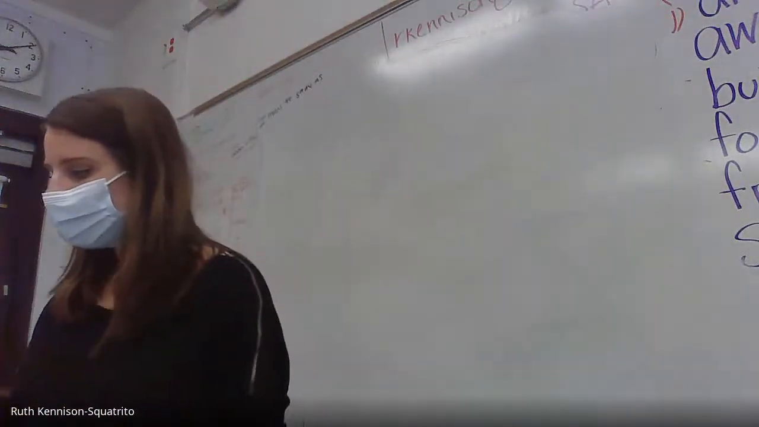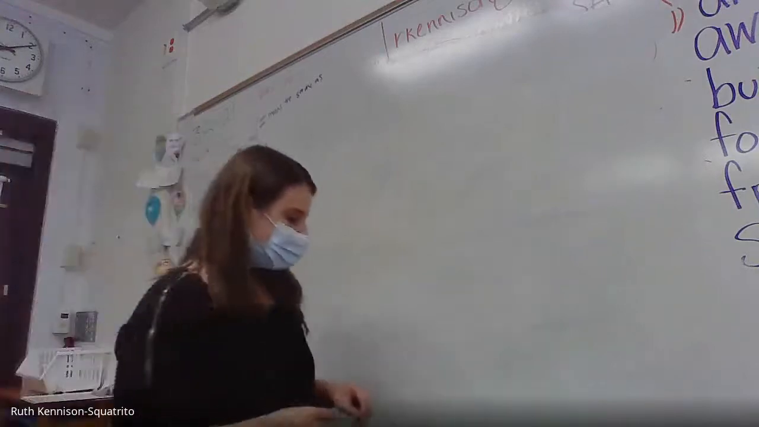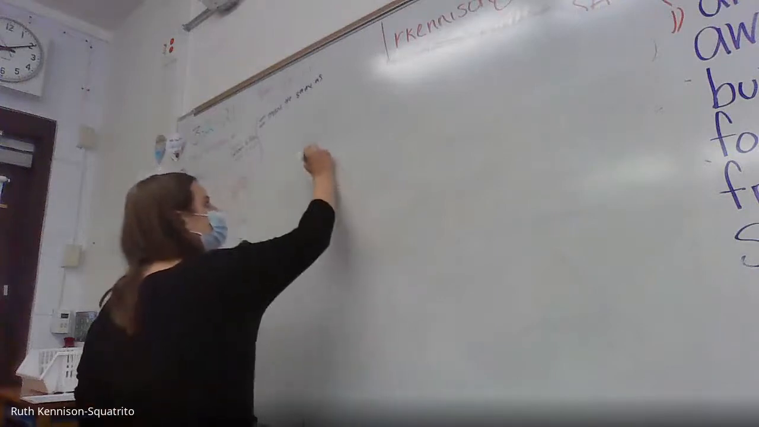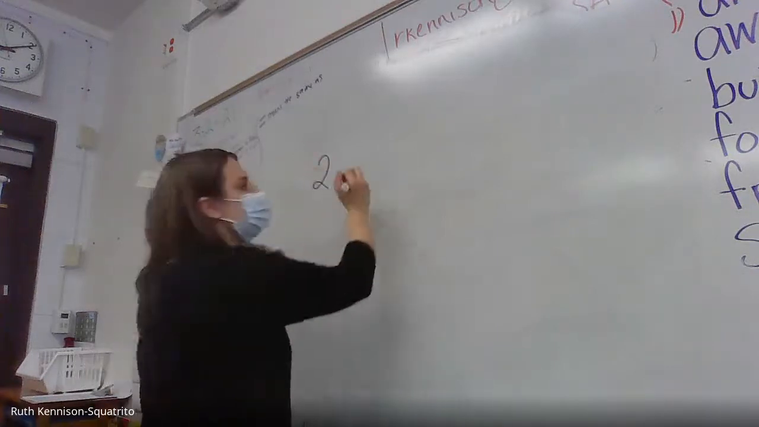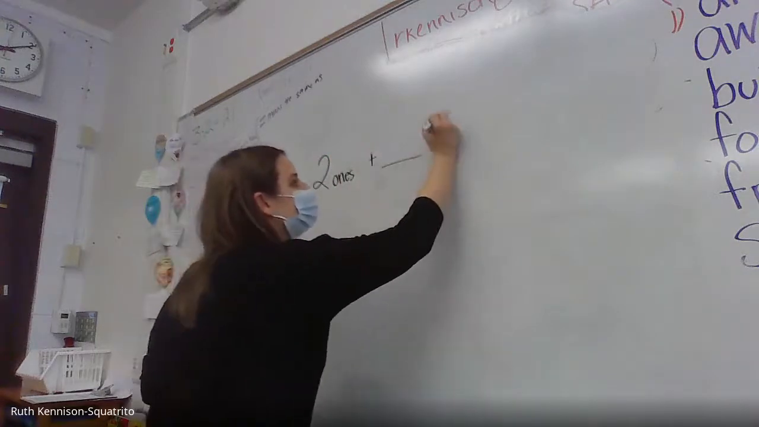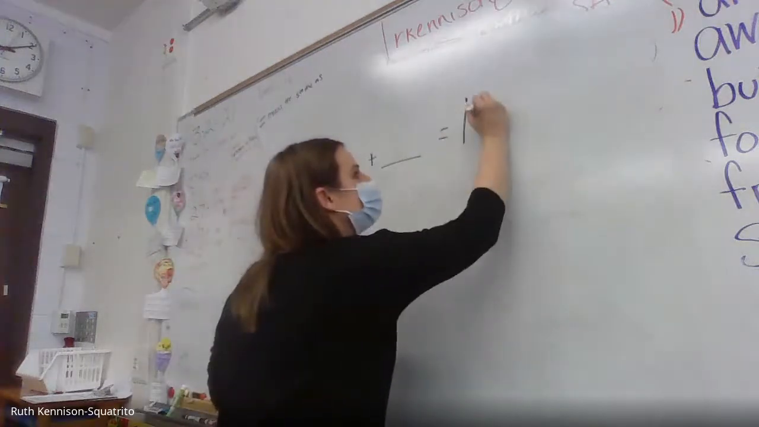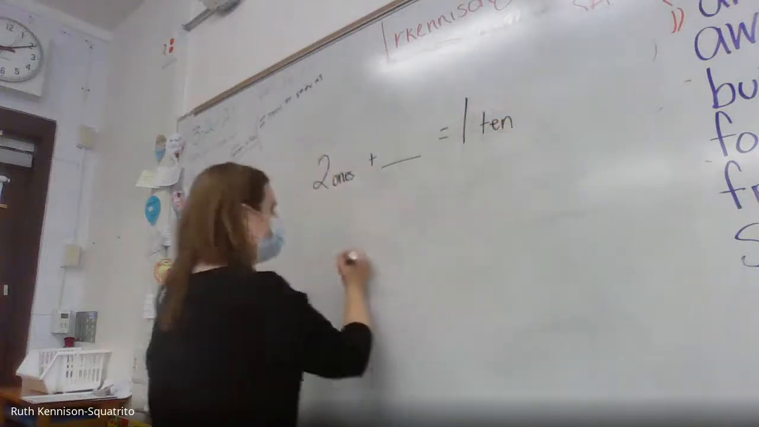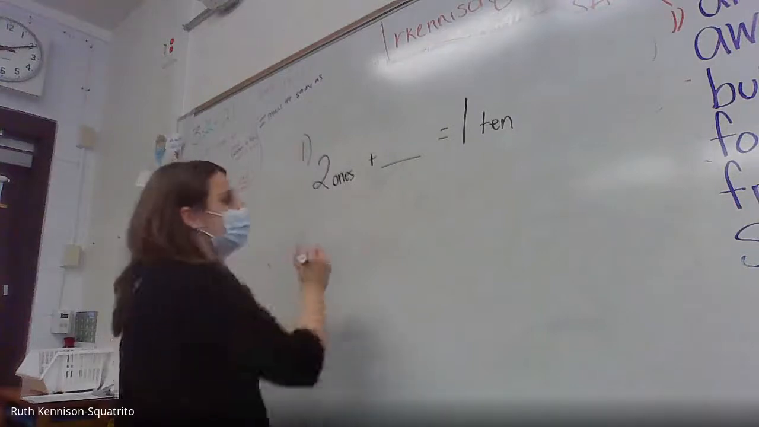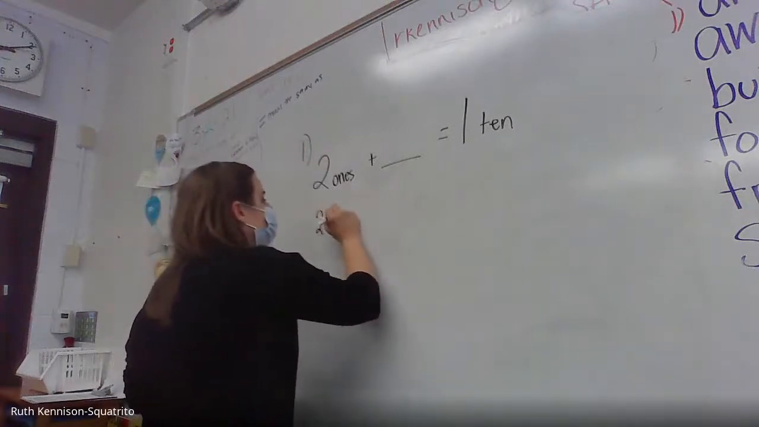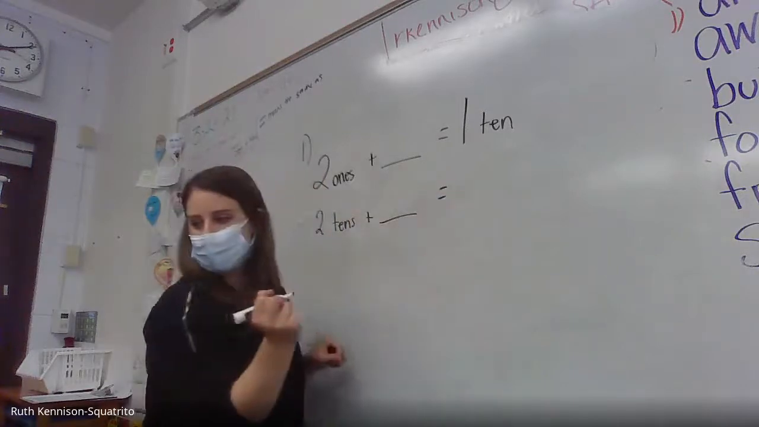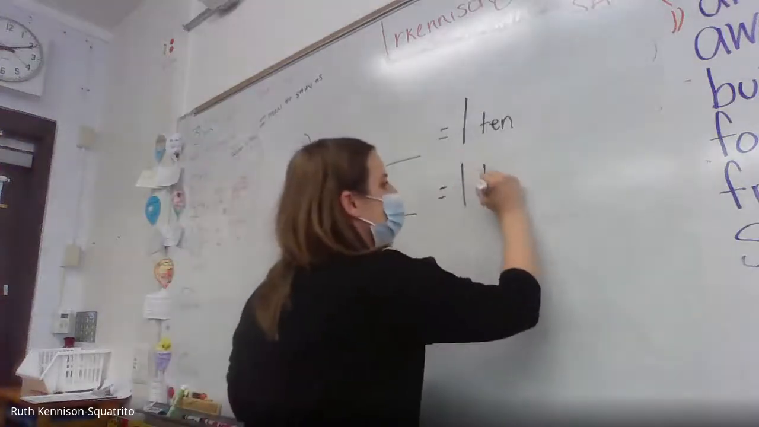All right, so the first one says 2 ones plus blank equals 10. And then it says 2 tens plus blank equals 100.